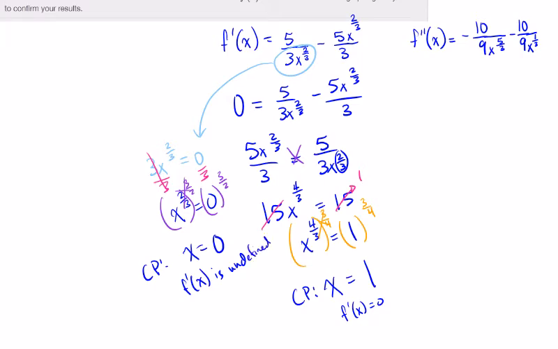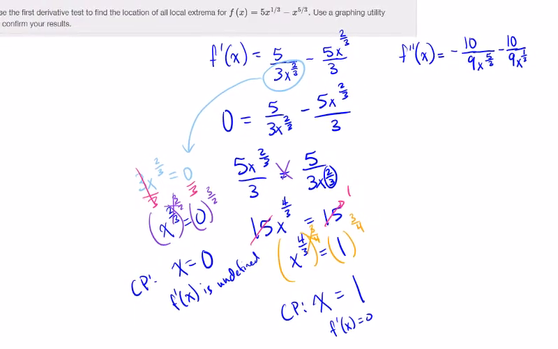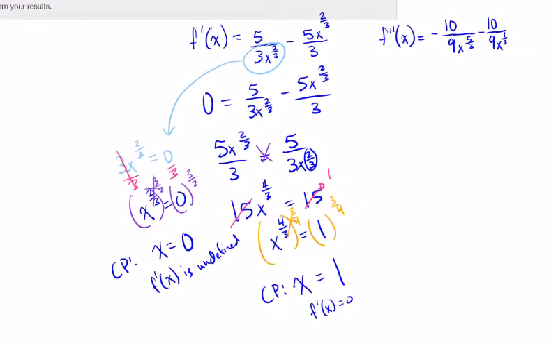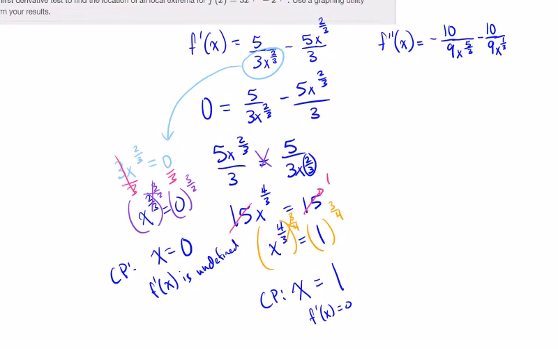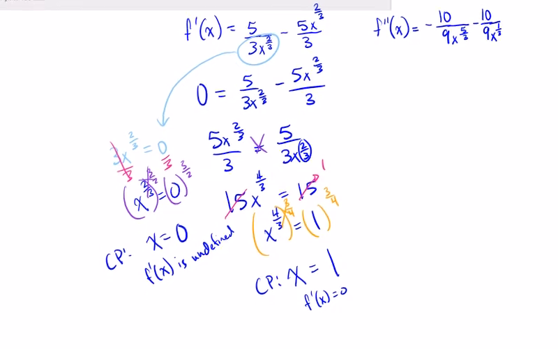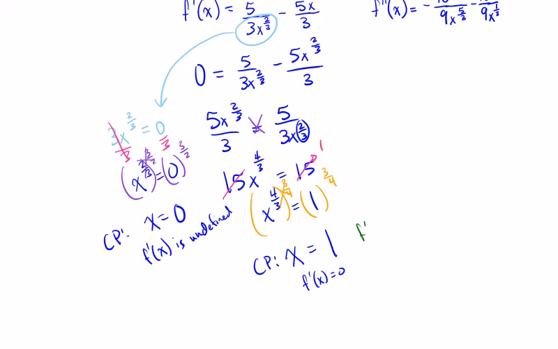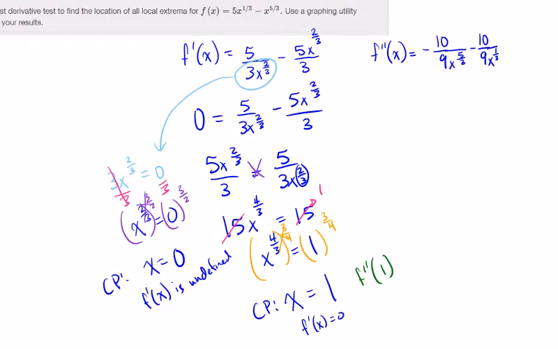All right. So remember, for the second derivative test, really the only one that we can use for that is this one. So this one we'll have to do a different way, because if we plug in 0 here, we're going to get an undefined value, and so that doesn't work. So let's find the second derivative at 1 to see if it's positive, negative, or 0.